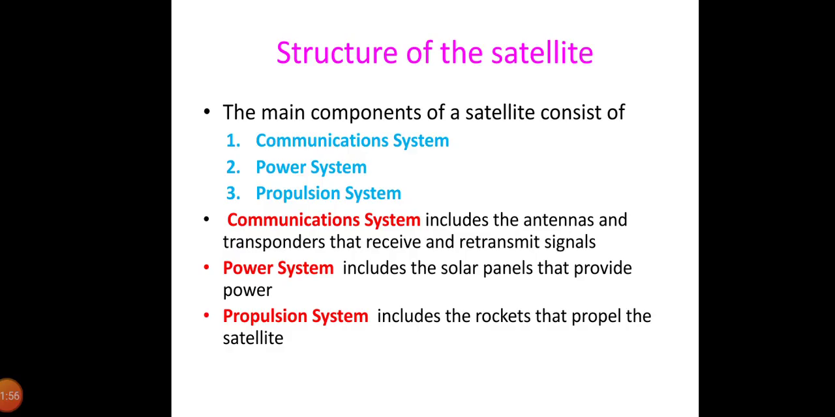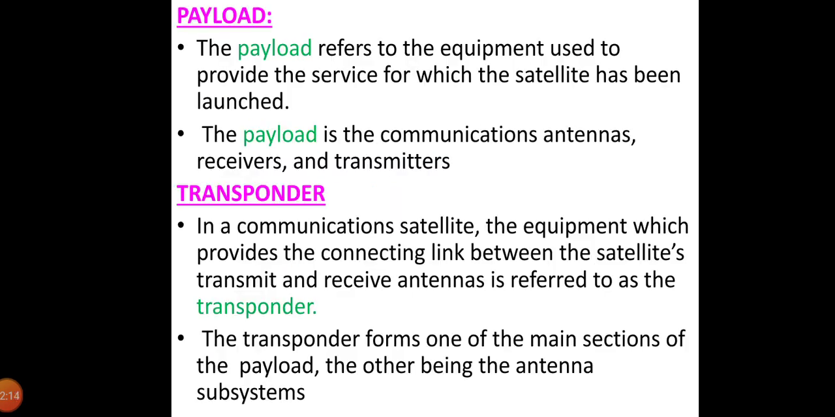The main components of the satellite consist of a communication system, power system, and propulsion system. The communication system includes the antennas and transponders that receive and retransmit the signals. The power system includes the solar panels that provide power. The propulsion system includes the rockets that propel the satellite. The payload refers to the equipment used to provide the service for which the satellite has been launched. The payload is the communication antennas, receivers, and transmitters.